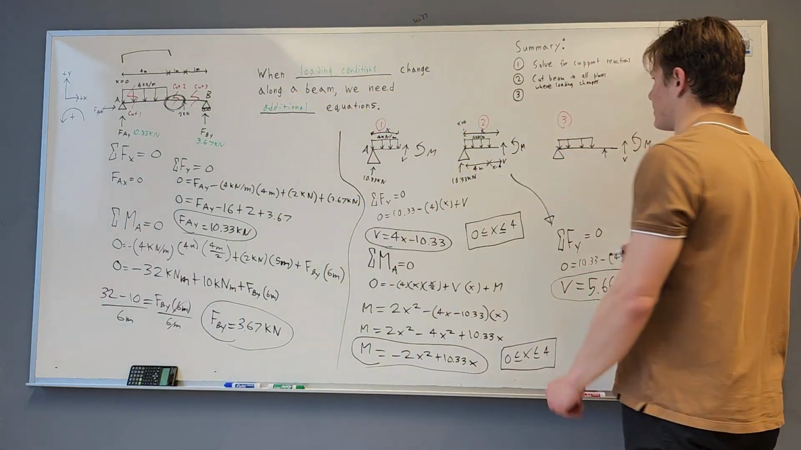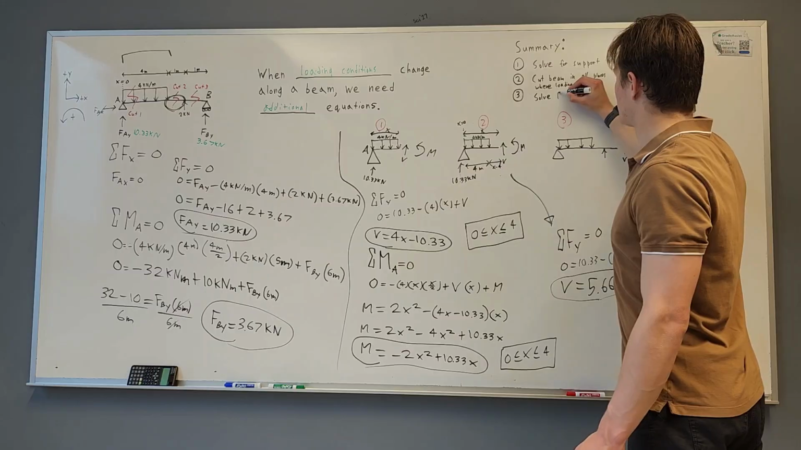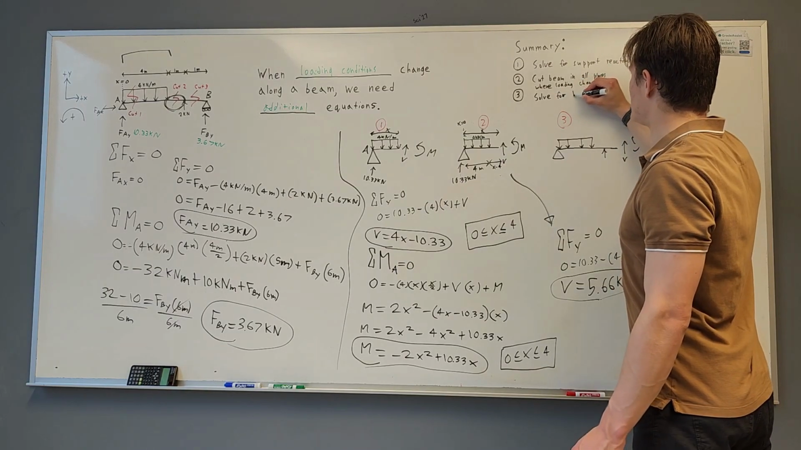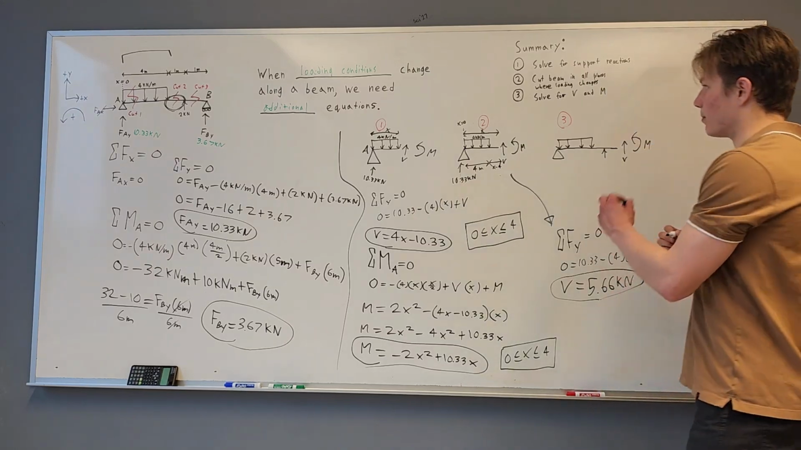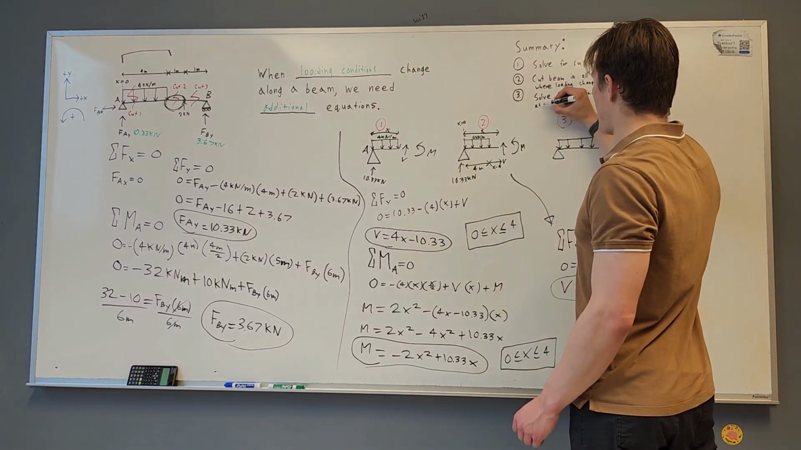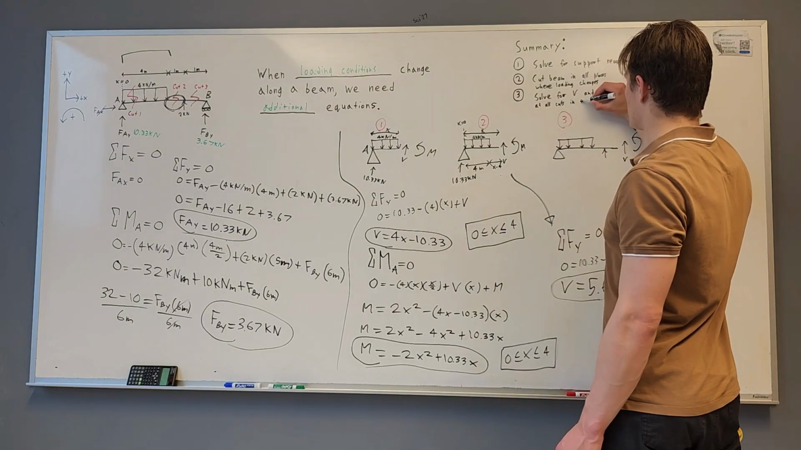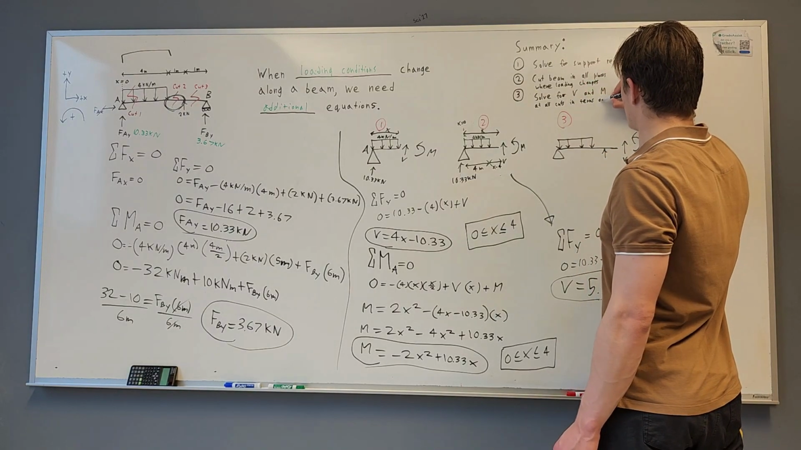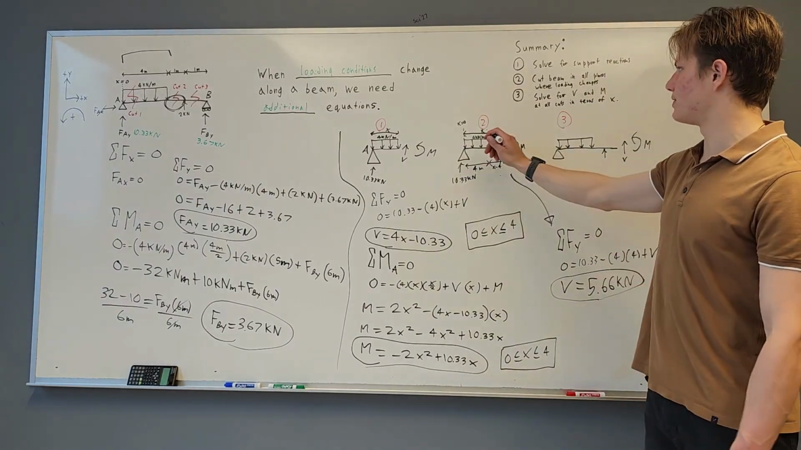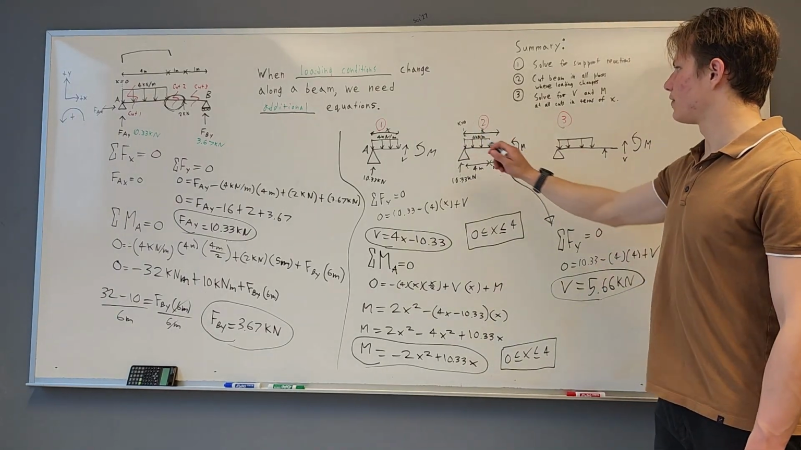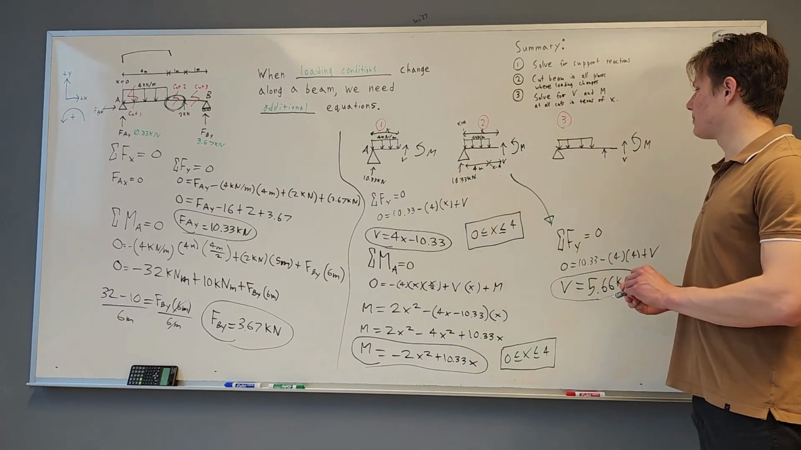And then the final step is solve for V, shear, and M, moment, at all cuts in terms of x. And remember that for x, we are always going to make x the full distance from the support to wherever our cut is. And that's pretty much it.